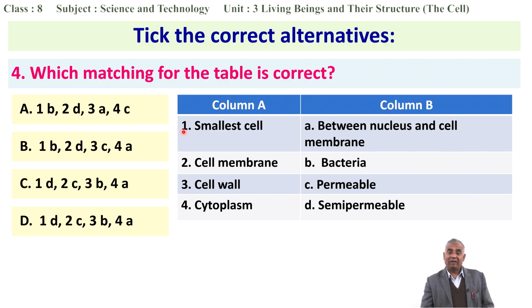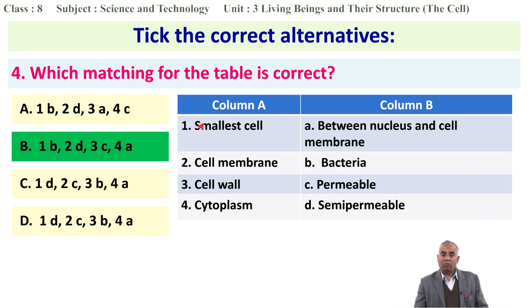Yes. So 1 will match with what? Study one by one, and then find out which one is correct, in which all the matchings are correct. Yes, that one is what? B1. Look, 1B, the smallest cell is bacteria. Yes. Next, 2D, cell membrane is semi-permeable. Yes. And 3C, cell wall is permeable. Yes. 4A, cytoplasm is found between nucleus and cell membrane.